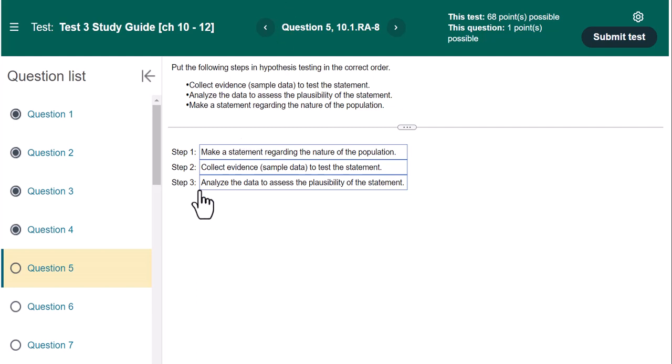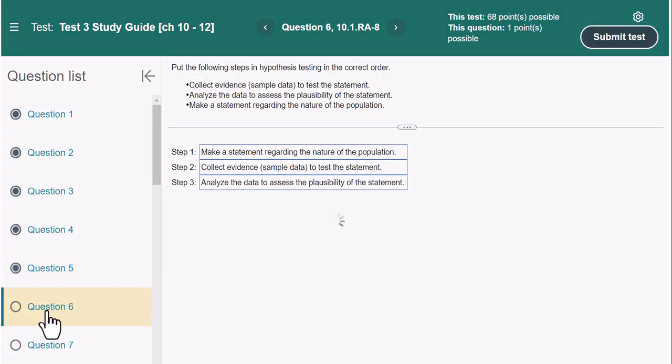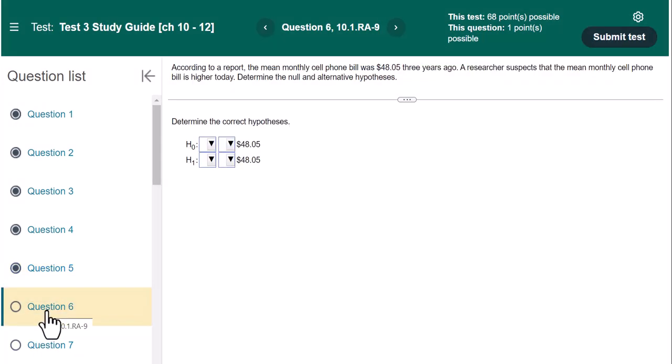Okay, next question. According to a report, the mean monthly cell phone bill was 48.05 3 years ago. Researchers suspect that the mean monthly cell phone bill is higher. So the null will be the mean is equal and the alternative will be the mean is greater. Higher means greater. Just use the greater sign.